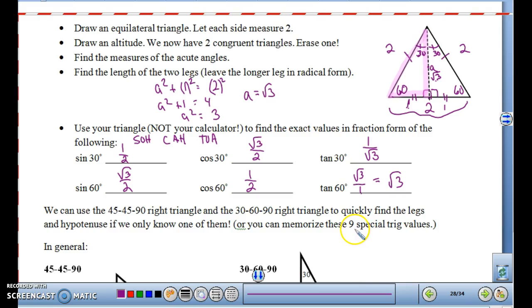So there are specific values when we have a 45, 45, 90 right triangle and a 30, 60, 90 right triangle to quickly find the legs and hypotenuse if we only know one of them, or you can memorize these 9 special trig values. These values here and for the 45, 45, 90 will lead to a pattern. Let's take a look at what the pattern says.